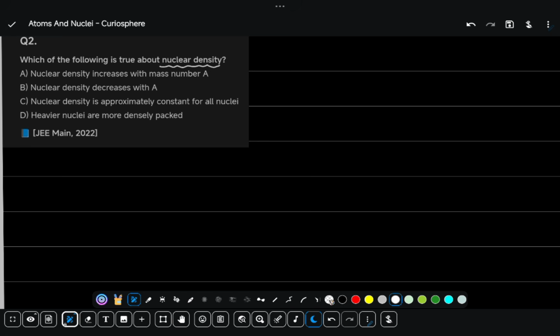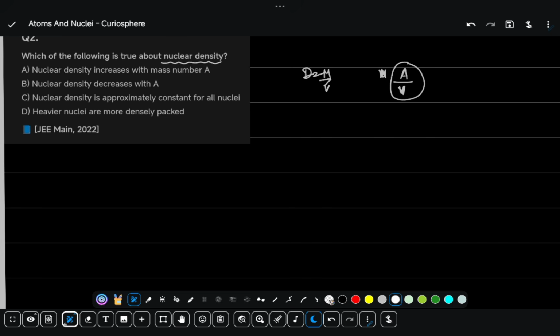Nuclear density decreases with mass number. First of all, what is nuclear density? What is density? Density is nothing but mass by volume, right? Nuclear density means the mass of the nucleus, that is nothing but the mass number A, divided by the volume of the nucleus, right? This is A by V. Now, nuclear density increases with mass number.